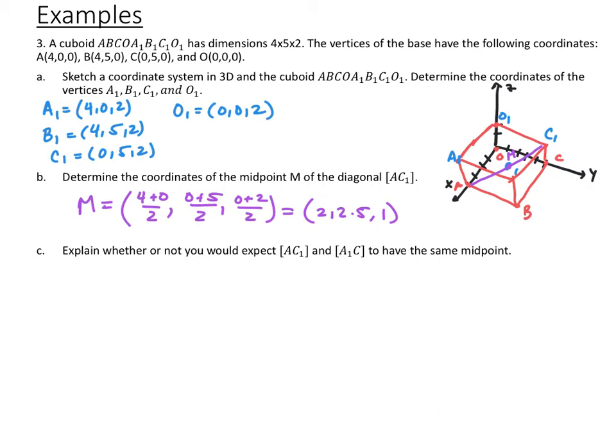So explain whether or not you would expect AC1, so the diagonal that we just found, to have the same midpoint as A1C, so going the other direction. So pause the video and decide that.